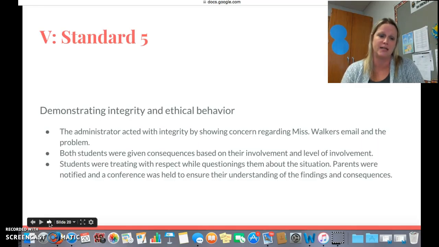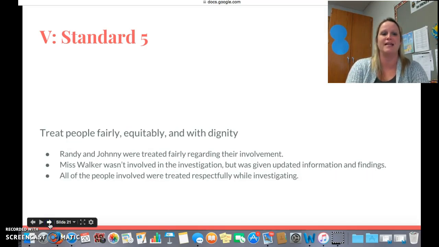Standard 5, demonstrating integrity and ethical behavior. I really feel that in this case, I acted on that by showing concern regarding Mrs. Walker's email and the problem. Both students were given consequences based on their involvement and the level of involvement. Students were treated with respect while questioning them about the situation. Parents were also notified, and a conference was being held to ensure understanding.